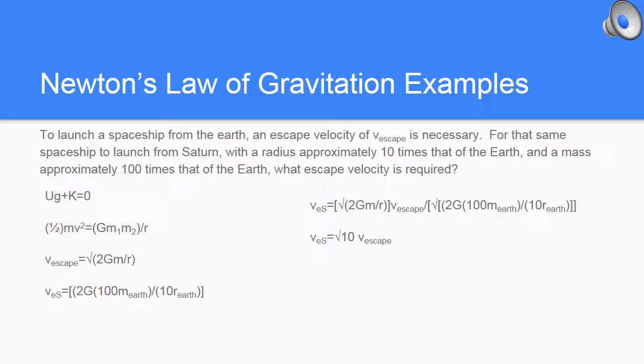And we're going to have that the escape velocity equals 2 times the gravitational constant times 100 times the mass of the Earth over 10 times the radius of the Earth. And so we are going to simplify that equation, and then we are left with that the escape velocity equals the square root of 10 times the escape velocity.